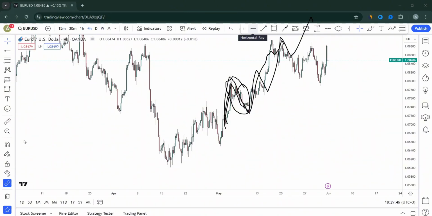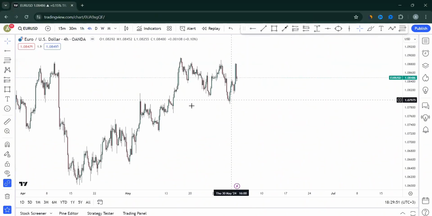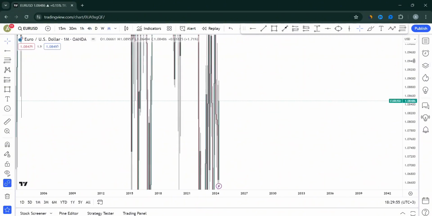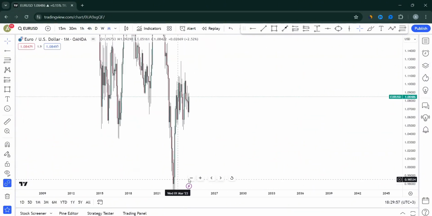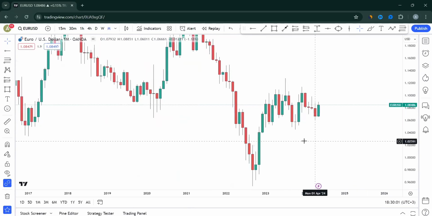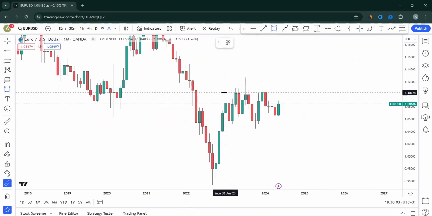Some of you just mark levels, and when price touches your level, you start looking for trades, right? Avoid that. Now, let's start as usual from the monthly time frame. When you come to the monthly time frame, let me just expand the candles here. I've spoken about this area very, very much.